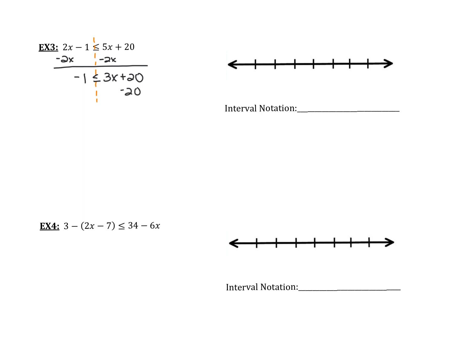I'm going to move the 20 over to the other side. And we get -21 is less than or equal to 3x. And now I'm going to divide by 3. Now you'll notice I said I'm dividing by 3. Yes, the answer will end up being negative, but I'm dividing by a positive number. And we get -7 is less than or equal to x.